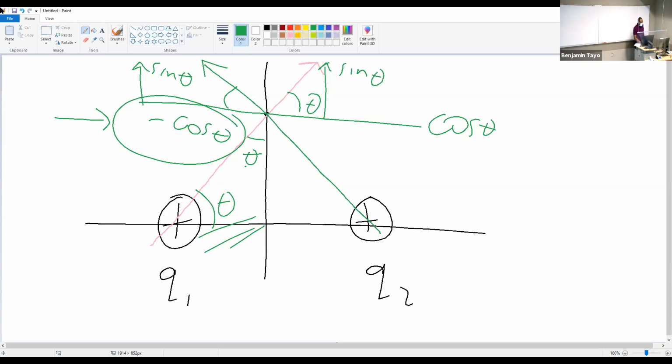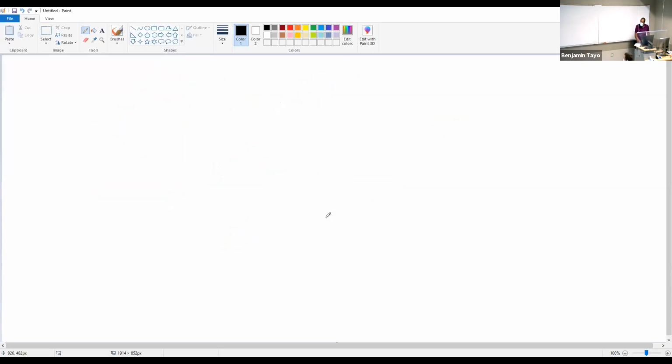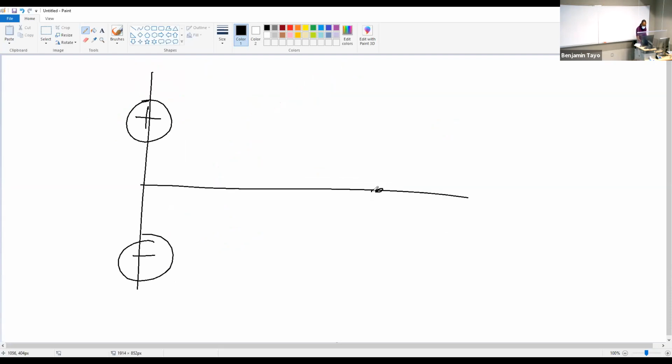Now let me show you a few more. I'm not going to ask you to solve this at home, but I just want to show you other problems. One could be something like this: you have a positive charge here, a negative charge here, and my point P is right here on the x-axis. Let's say this distance here is 1.0 centimeters, and this distance here is 1.0 centimeters.